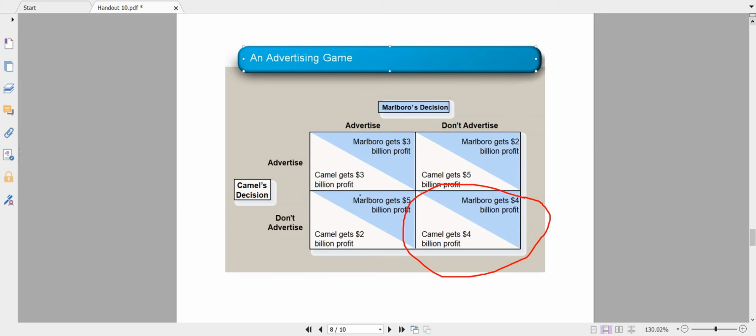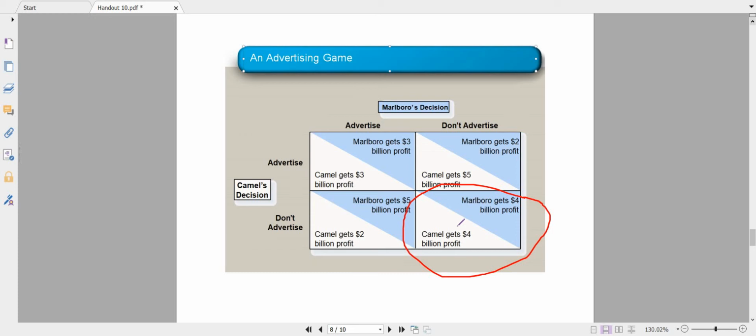You can see for yourself that this outcome is not acceptable to both. It's favoring Marlboro, but it's harming Camel. So why would Camel agree to such a deal? Similarly, this deal is again unacceptable because it's favoring Camel. So Marlboro is going to say, I'm not going to agree to this. So we are just left with these two options here. Comparing these two options, this option is better, so go for this option. But again, you can see that this is not a sustainable option.